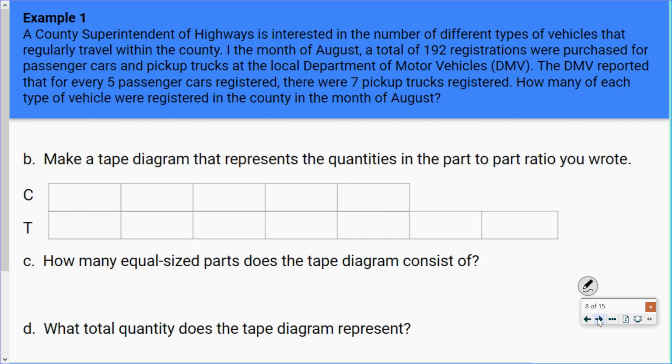Okay, part B. Draw a tape diagram that represents the quantity in the part-to-part ratio that you wrote. Well, it's already up there for you. Mr. Moore was nice, and he gave you the answer. That's what your tape diagram should look like. The big part of this is that you make sure that you label the top row and the bottom row so you know what they represent. Here it's C and T. The top part represents cars, the bottom represents trucks.